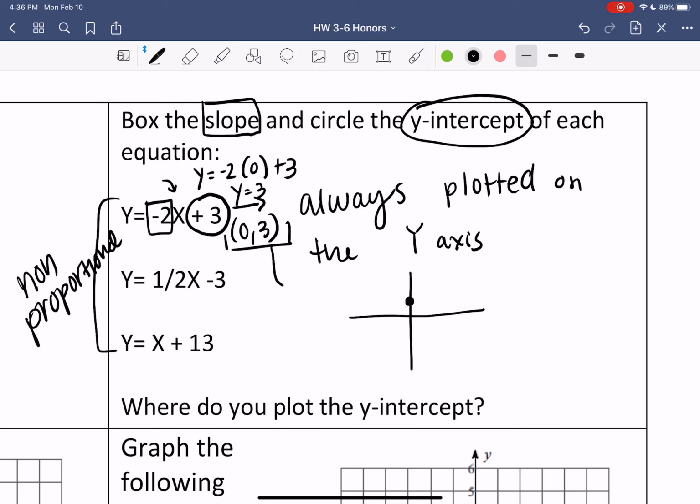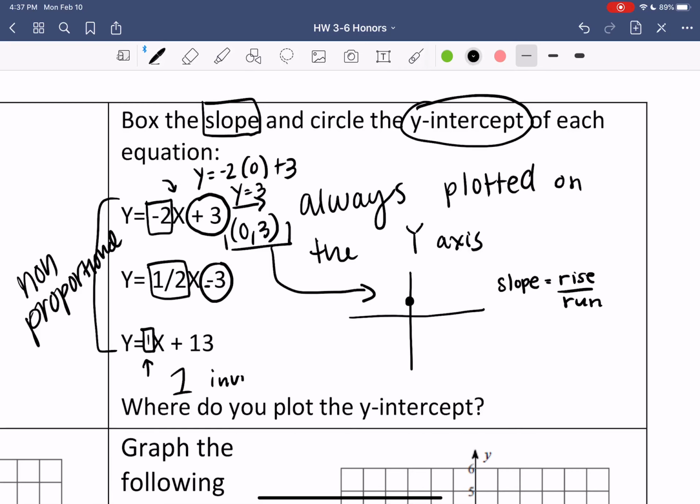So just showing you that it is always going to be on the y-axis, whereas this one here is on the y-axis as well, except make sure you see that negative, and this one here is a 1/2 slope. Remembering that slope equals rise over run, and also remembering that if you don't see a number, we always know that 1 is invisible.